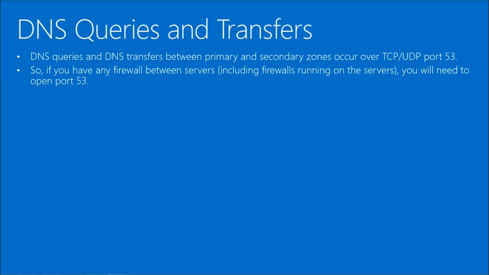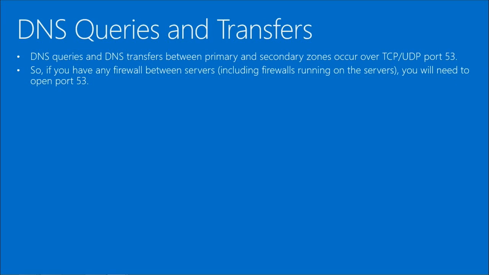DNS queries and transfers, transfers between primary and secondary zones, occur over TCP/UDP port 53. So if you have a firewall between servers, you need to ensure that you open port 53 for this DNS query and transfer implementation to occur.